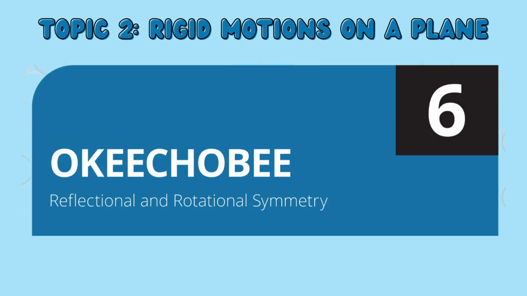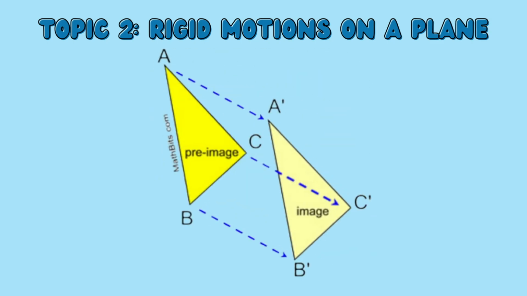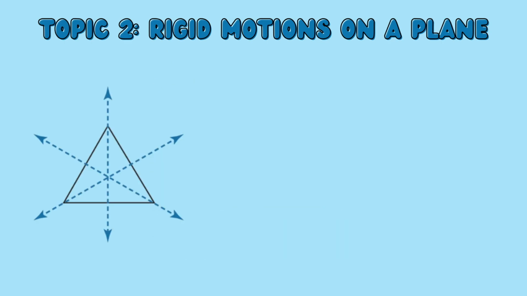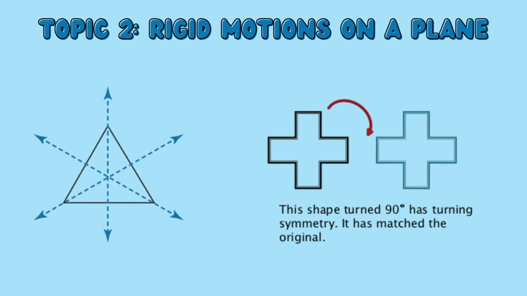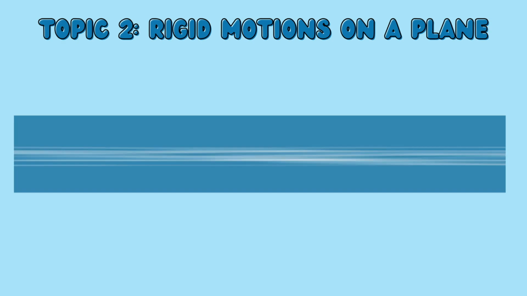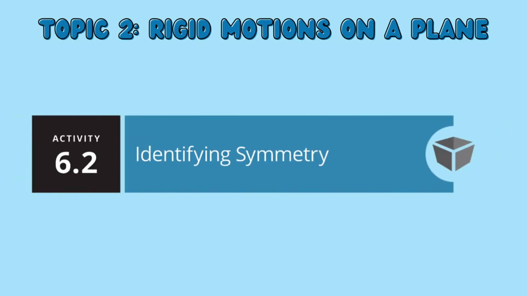Lesson 6, Oki-Chiobi, Reflectional and Rotational Symmetry. Now that students have learned that pre-images are congruent to images after rigid transformations, they will investigate line symmetry and rotational symmetry. They will then identify lines of symmetry for different geometric figures, describe rotations that carry a figure onto itself, and lastly, describe reflections that carry a figure onto itself.